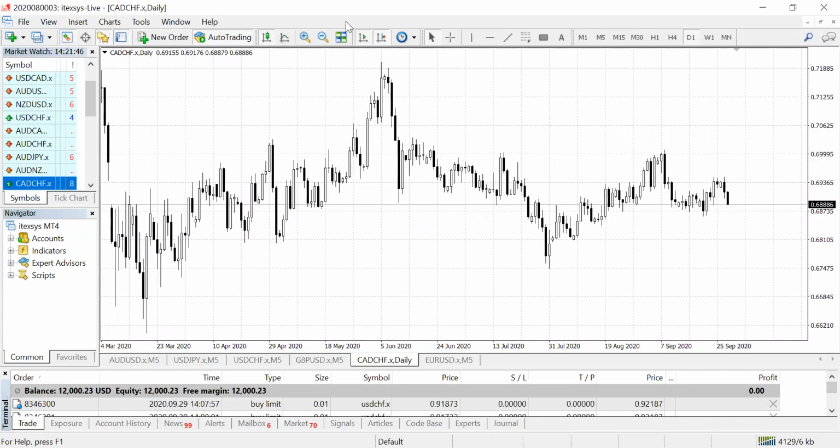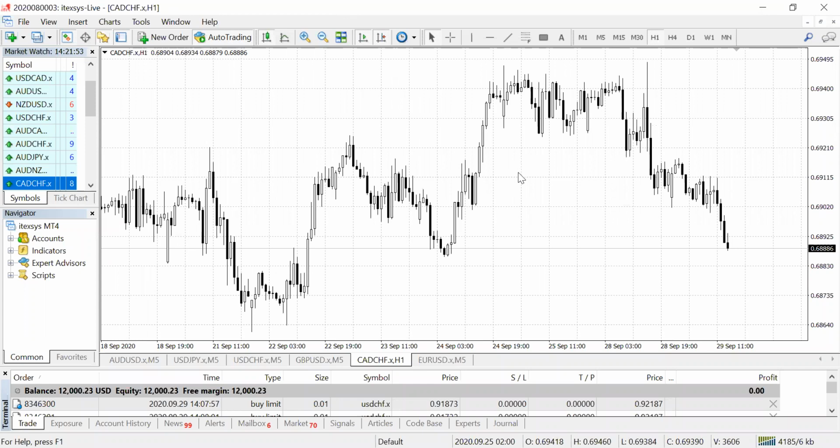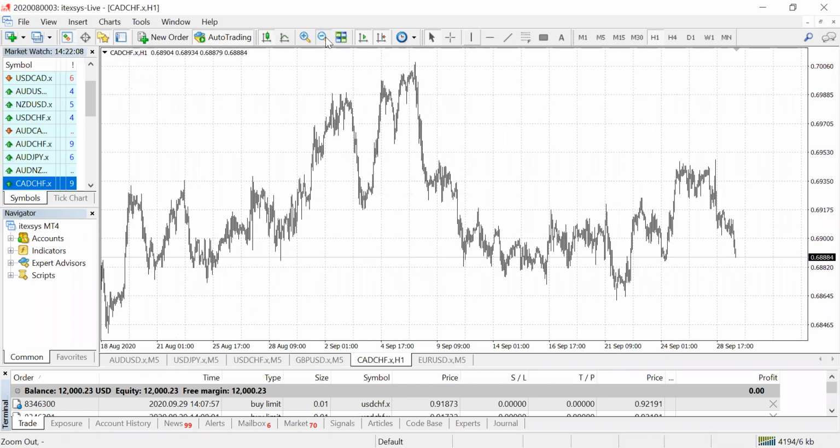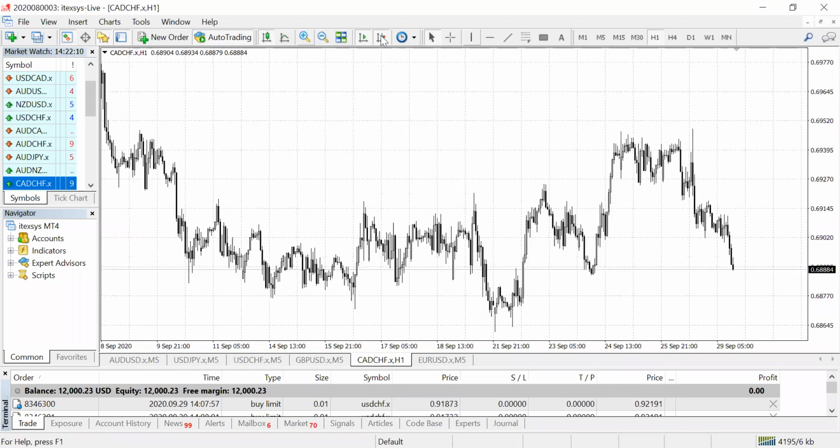What time frame are you looking at? 1 hour chart? So you mean demand level, demand area right here? Yeah, yeah, right. But let me see.